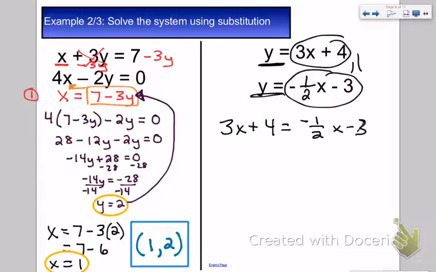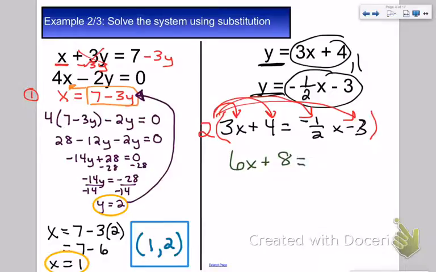I don't really want to deal with the fraction right now, so in order to get rid of a fraction, I can multiply the entire equation by 2, as long as I distribute to every single term. When I'm doing that, I get 6x plus 8 is equal to, the 2 and the 2 in the denominator cancel out, so I just have negative x minus 6.